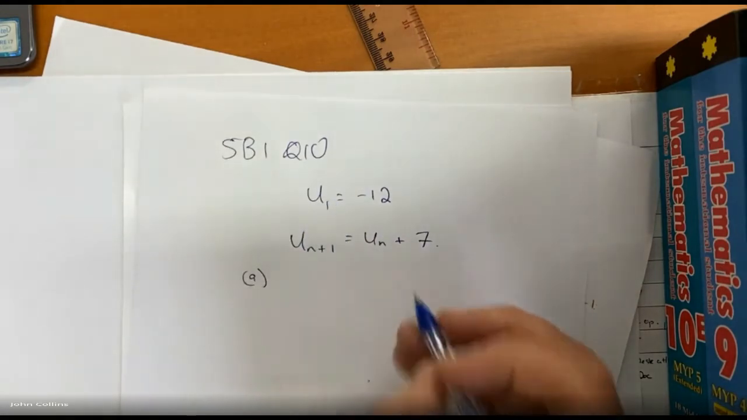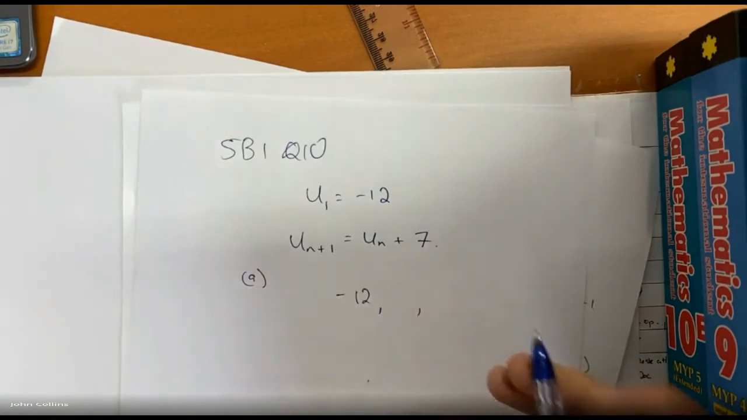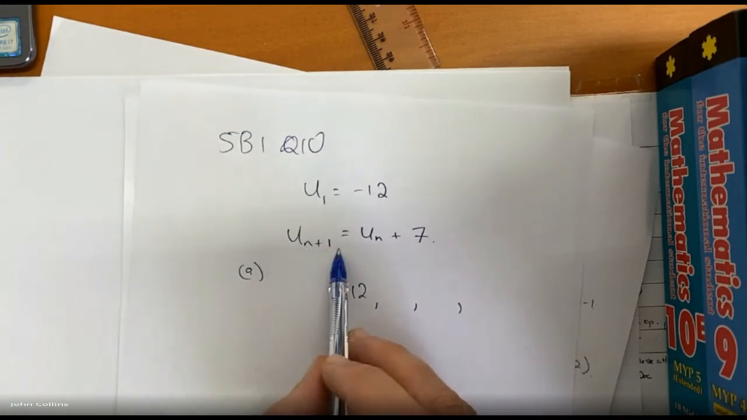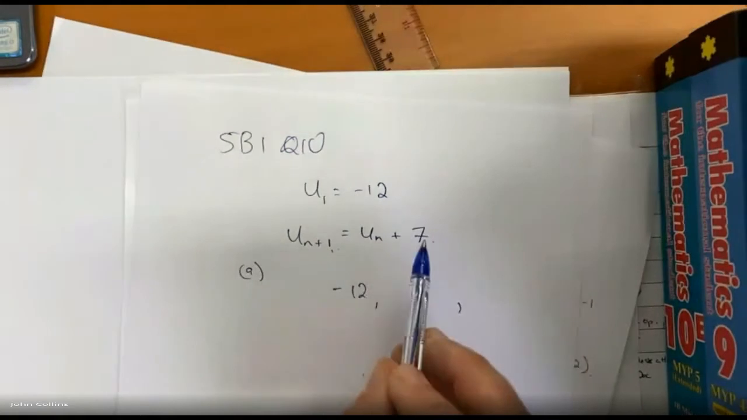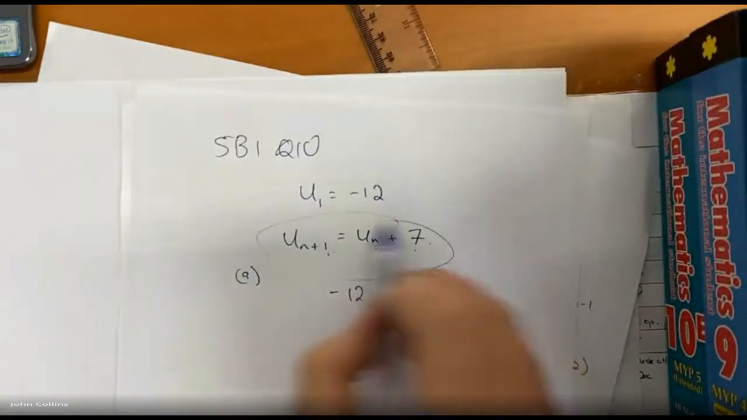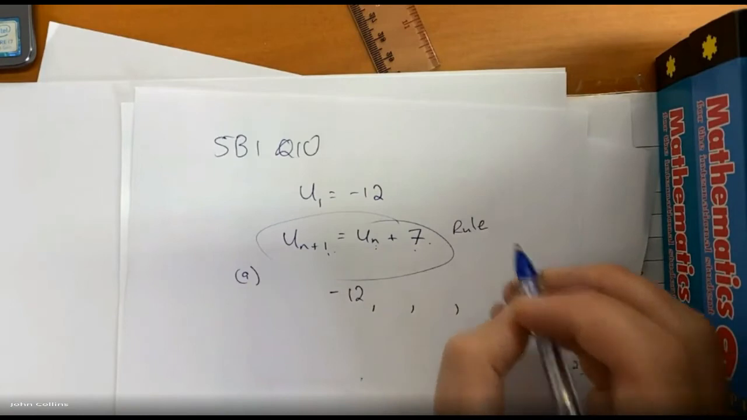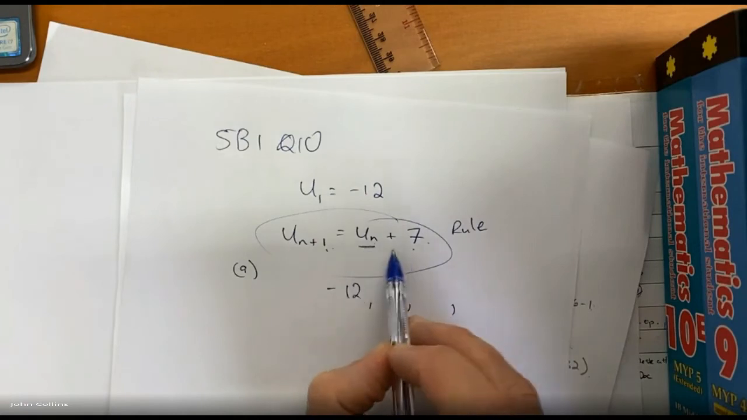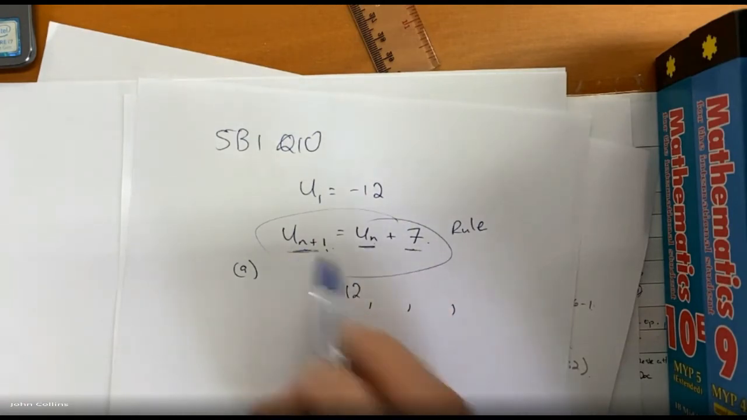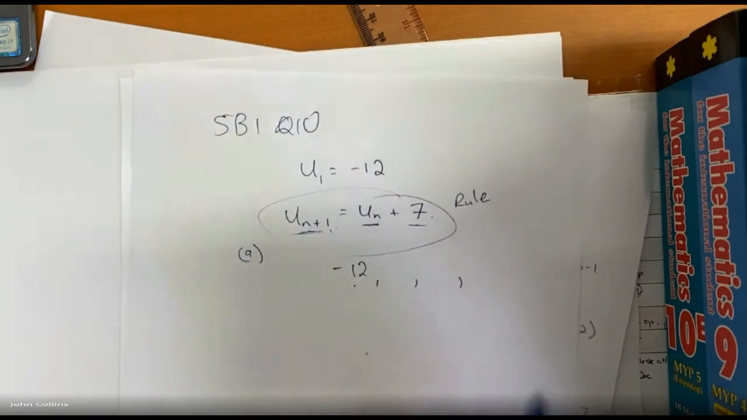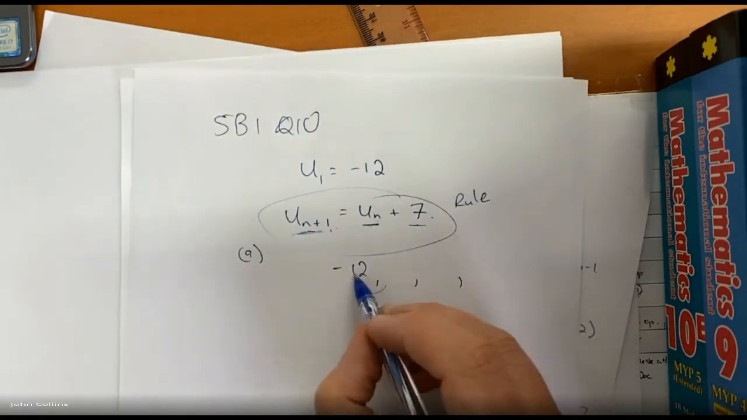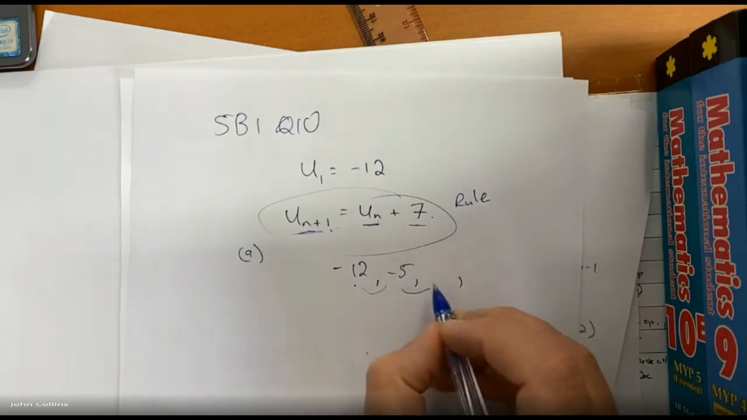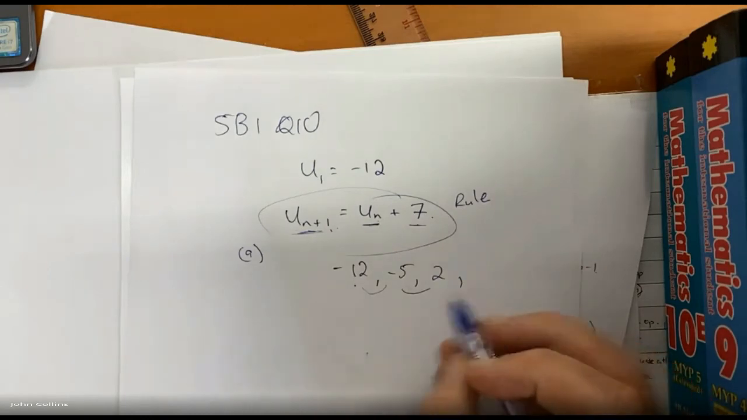The first term in the sequence, whatever it is, is minus 12. And we don't know the next term. But what does this say? This says that the next term in a sequence can be gathered by adding 7 to the previous term. So what this is a fancy way of telling us is the rule, or what I'm adding each time. Any term plus 7 gives the next term. So this term plus 7 gives the next term. Minus 12 plus 7 is minus 5. Plus another 7 is positive 2. Okay?